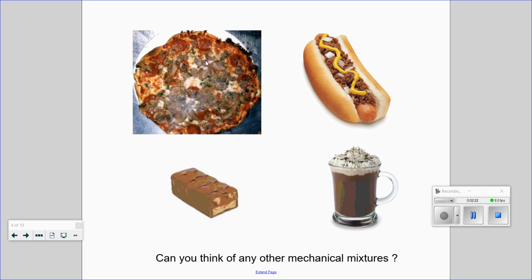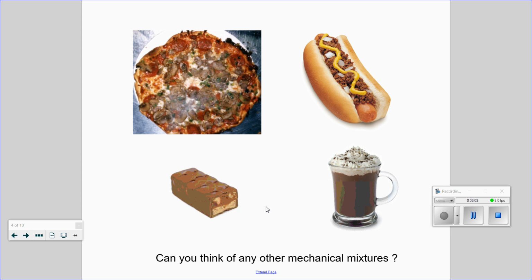So in the pizza, of course, we have the dough as the base, but then we've got the cheese, the meats and the veggies. Each part has its own unique smell, taste, and texture, and the same thing goes for the other food items here. With the chocolate bar, we're not just tasting chocolate, we're also tasting the nuts inside, as well as the second layer of chocolate, as well as any cream filling that's inside. So these are all mechanical mixtures.